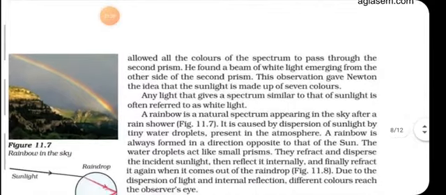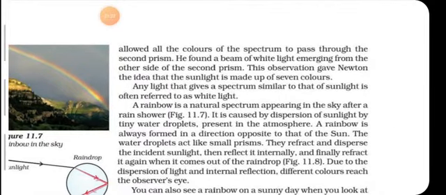This allowed all the colors of the spectrum to pass through the second prism. He found a beam of white light emerging from the other side of the second prism. This observation gave Newton the idea that sunlight is made up of 7 colors.